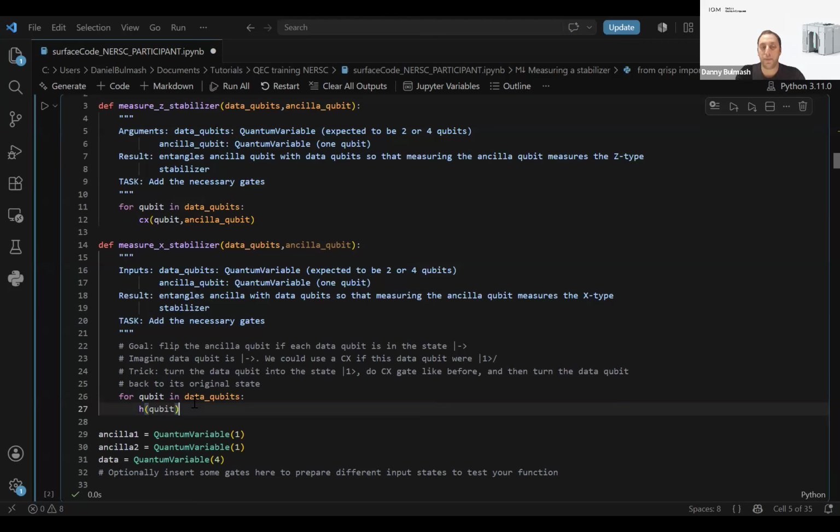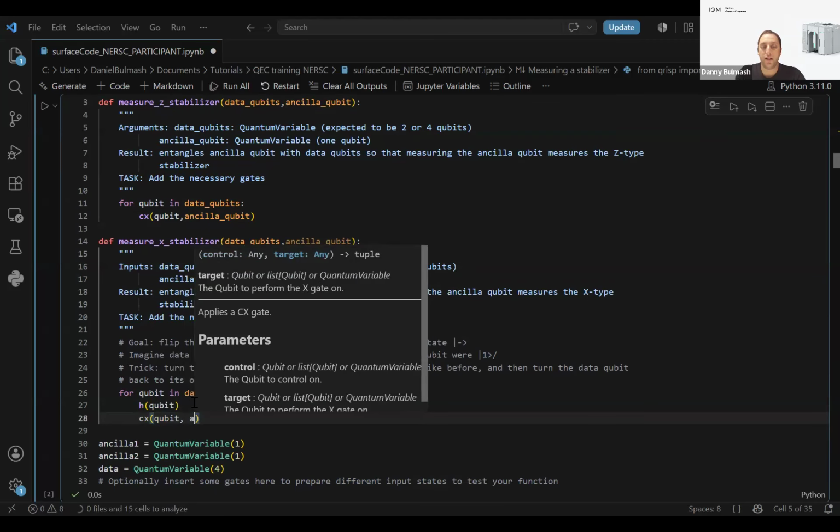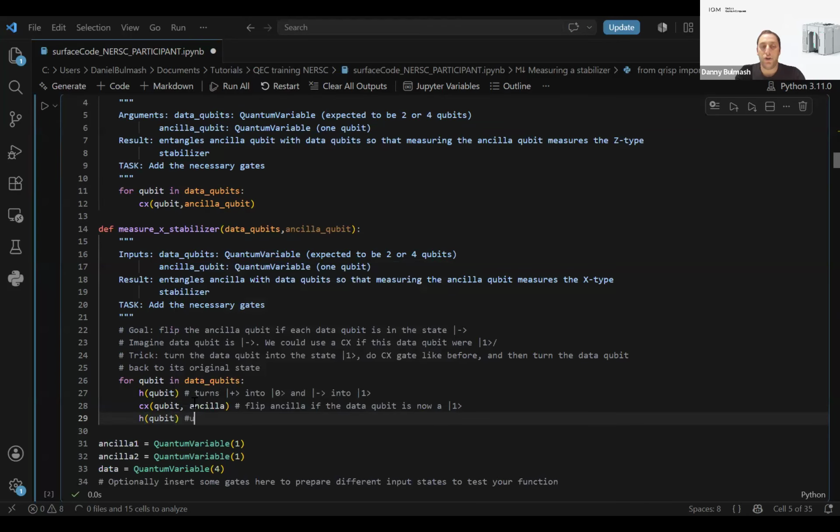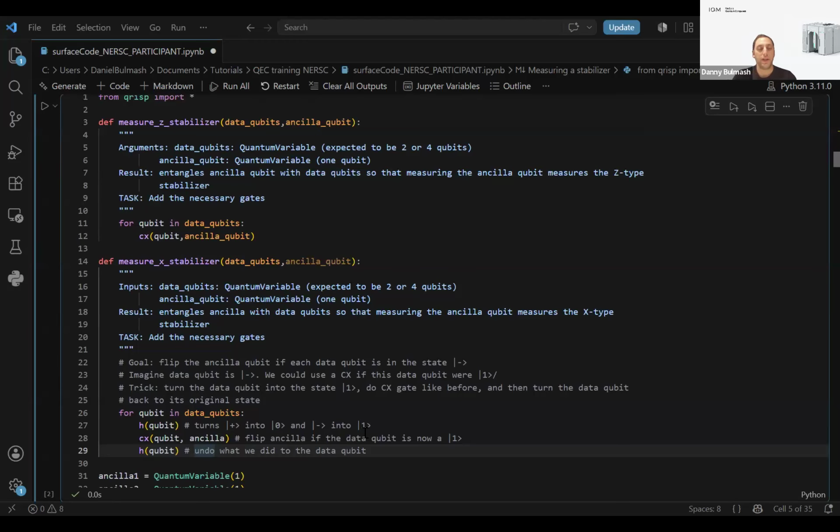So we apply a Hadamard gate to our qubit, and then we flip the ancilla. This turns plus into 0 and minus into 1. This part will flip the ancilla if the data qubit is now a 1. And then we undo what we did to the data qubit, right? So H of qubit turns plus into 0, but then H of qubit again undoes that so that our data qubit's back to its original state. So these are the quantum circuits that make it so that the ancilla flips if the stabilizer is supposed to be 1, and it doesn't flip if it is 0.